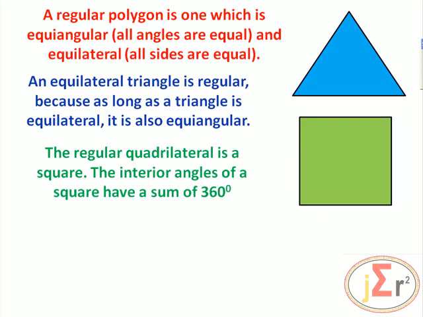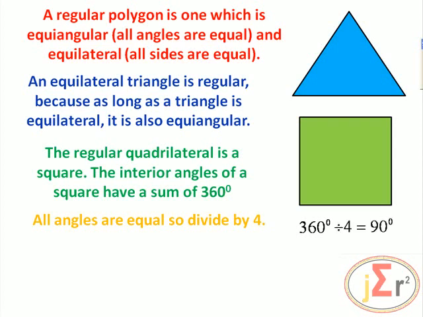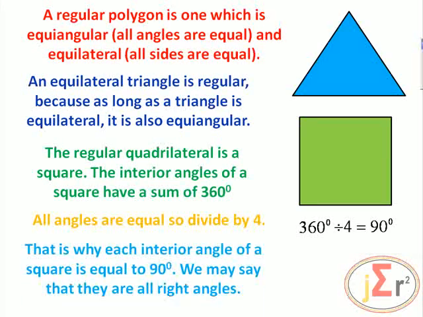The interior angles of a square have a sum of 360 degrees. All angles in a square, or any quadrilateral for that matter, will add to give 360 degrees. All angles are equal. So because all angles are equal, we need to divide 360 by 4, and the result is 90.